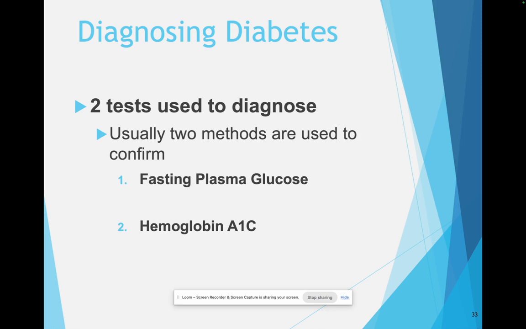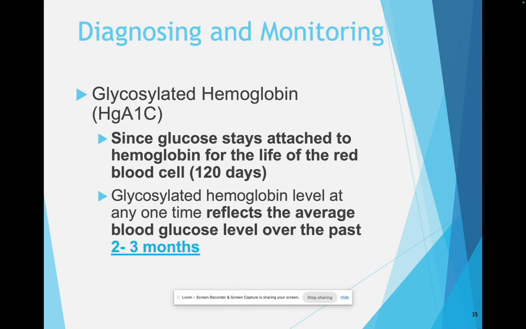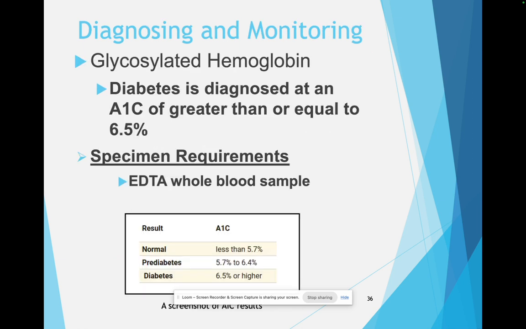So, how can we monitor diabetes? There are two tests in particular. One is called fasting plasma glucose, and the other one is hemoglobin A1C. I already gave you all the reference ranges for the fasting plasma glucose. The newest one is hemoglobin A1C, and it measures the average blood glucose level over the past 2-3 months. So those are basically the reference ranges. It's normal if it's less than 5.7%, and a patient is considered diabetic if the hemoglobin A1C is 6.5% or higher.